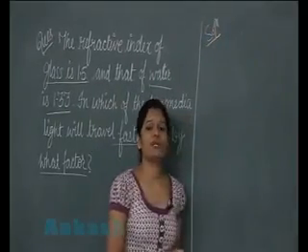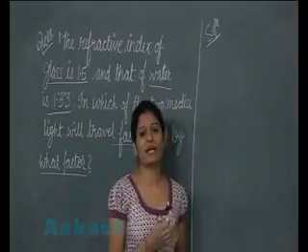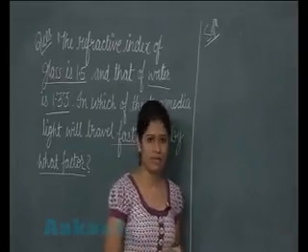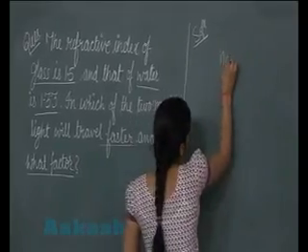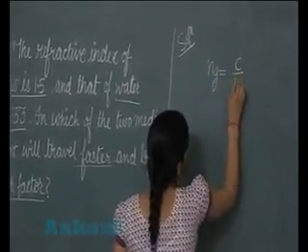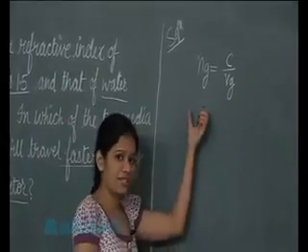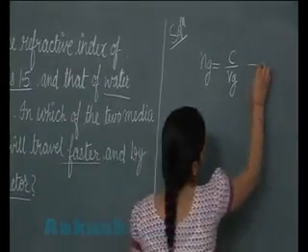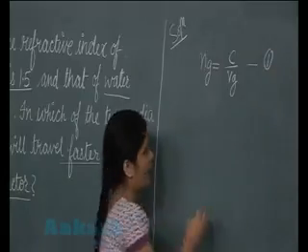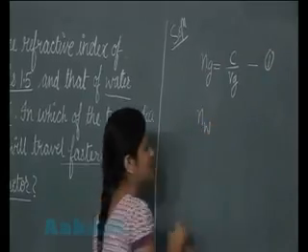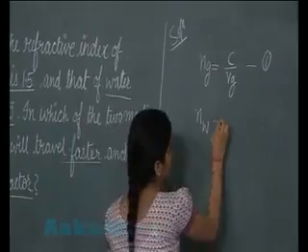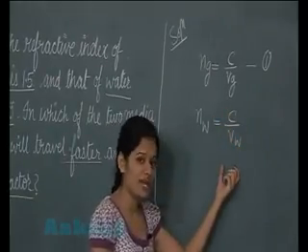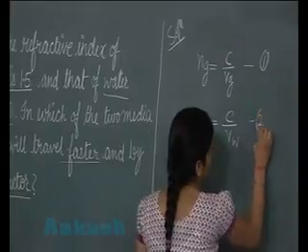Now student, we know the refractive index of a medium is defined as the ratio of speed of light in vacuum to the speed of light in medium. Therefore, Ng is equal to C by Vg, where Ng is the refractive index of glass and Vg is the speed of light in glass. Let's mark this equation as 1. And Nw is the refractive index of water, which is given by C by Vw, where Vw is the speed of light in water. Let's mark this equation as 2.